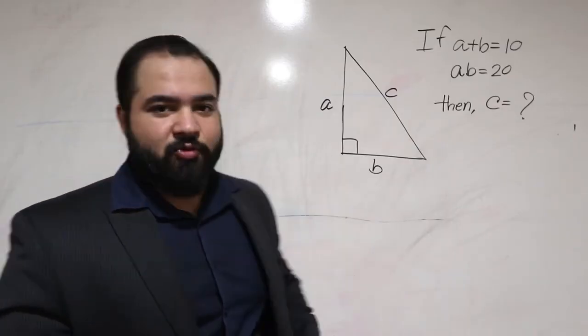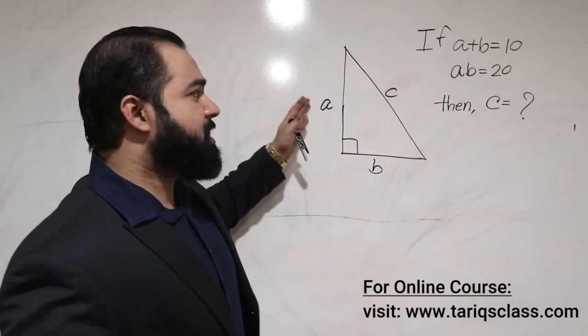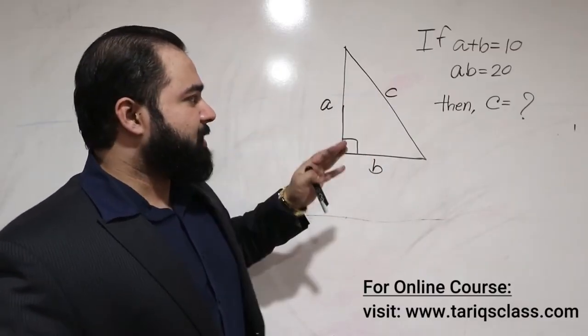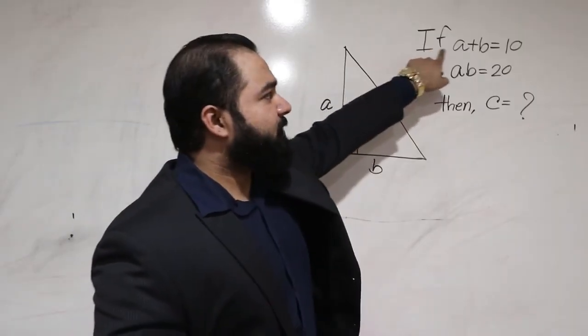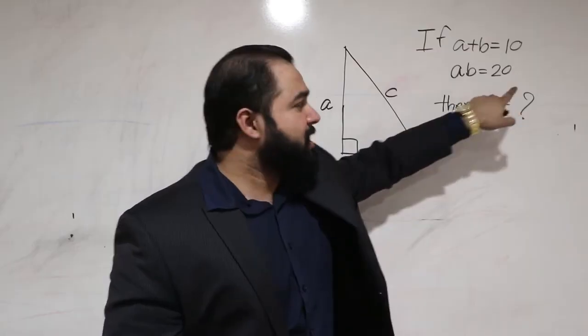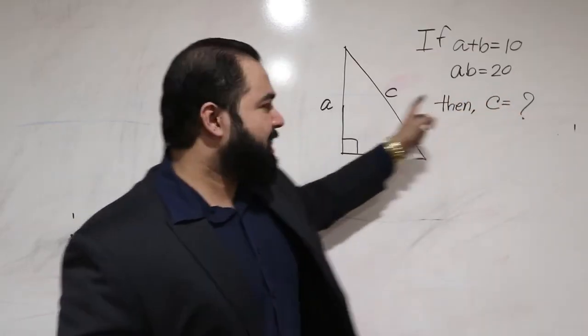Now let's take a look at this question. There's a right triangle here. The two legs are a, b, and the hypotenuse is c. The question is asking, if a plus b is equal to 10 and a times b is equal to 20, then what is c, the hypotenuse?